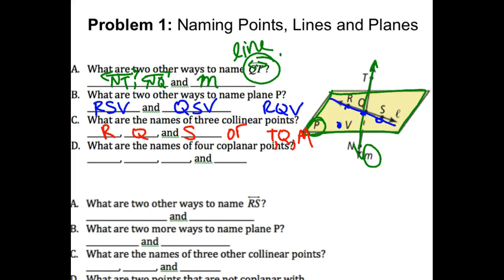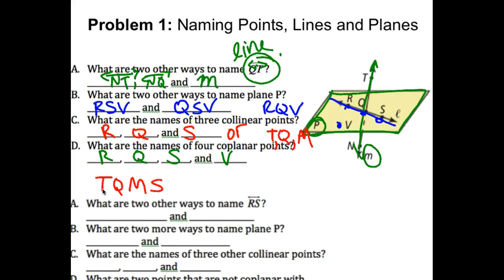The next question then says, what are the names of 4 coplanar points? Coplanar means, once again, that they lie in the same plane. And there are actually multiple answers for this one as well. So why don't you pause the video and see what you can figure out on your own. The more obvious answer on this one is that R, Q, S, and V would be coplanar points. They all lie in plane P, as we discussed earlier. But there are actually other options. One possible option is T, Q, M, and let's say S. Those 4 would also be coplanar. See if you can come up with any other options, and if you can, show them to me in class.